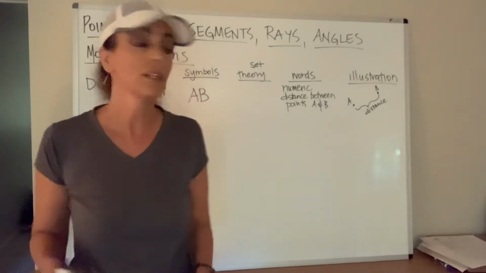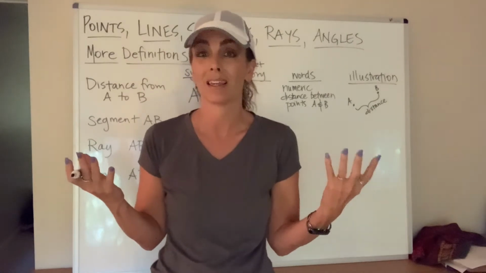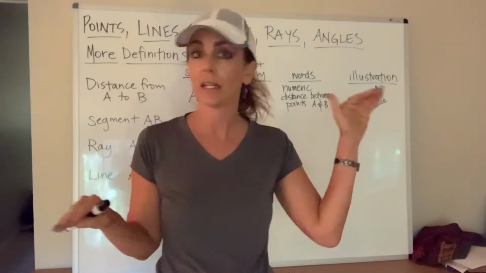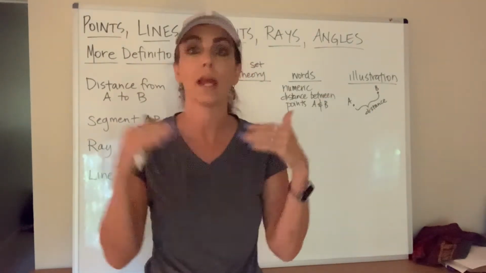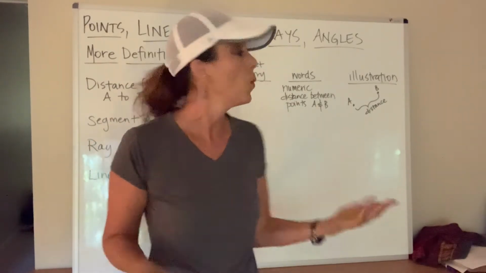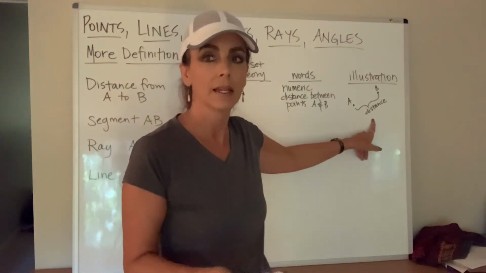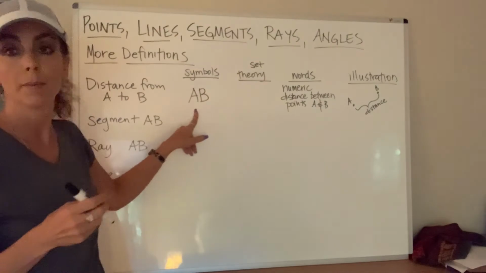Okay, for the illustration, notice there's nothing necessarily there. We could actually have a line going through A and B, or a ray, or an angle, or they can just be 2 points though. We just want to know what the distance is between them, and that's what we are representing by this symbol.